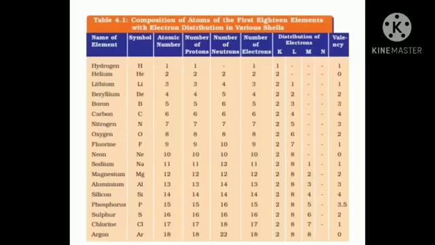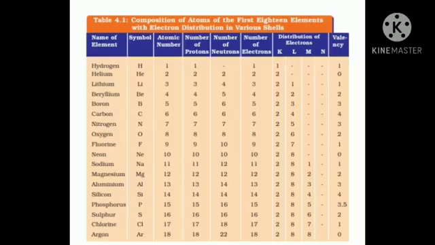Sulfur, symbol S, atomic number 16. So the number of protons and electrons is 16, neutrons also 16. Distribution of electrons 2, 8, 6. 6 electrons in the outermost shell, so 8 minus 6 equals 2. That is the valency.